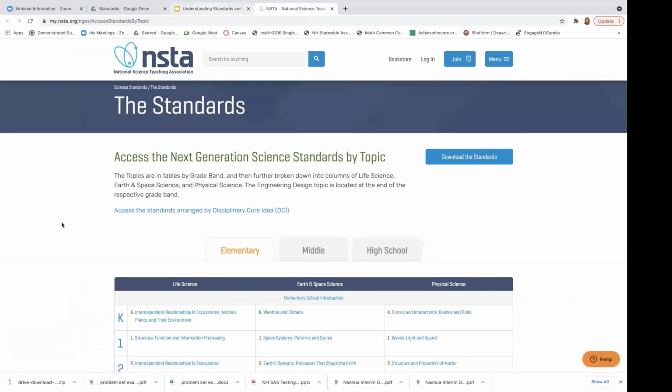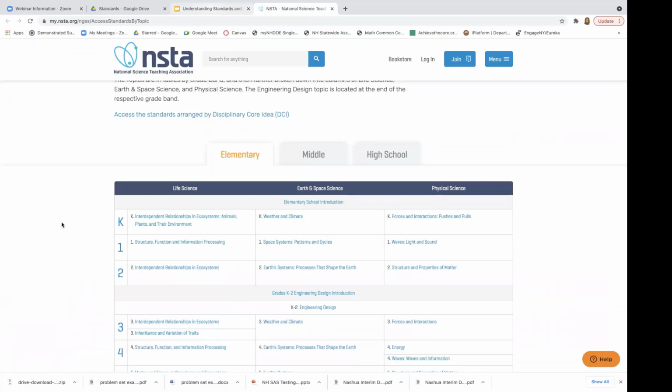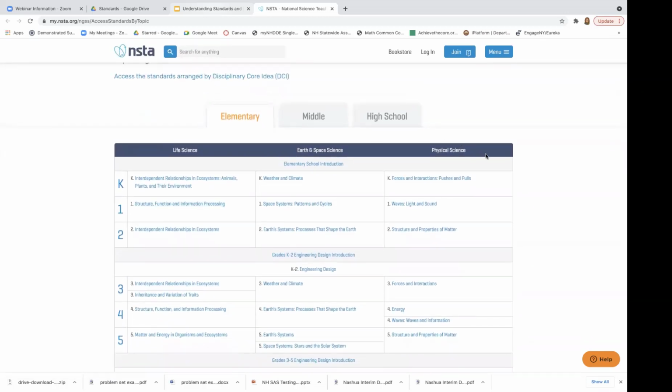So here we are for elementary. Again, on this NSTA site, all of these links are right in the presentation, so you can get to them tomorrow. It says elementary here. We have life science, earth and space science, and physical science, and any of these are hyperlinked. But these two rows go with every section, so it goes with 3, 4, and 5. It was a little confusing when we were first looking at it.